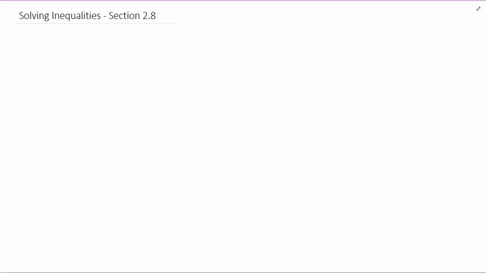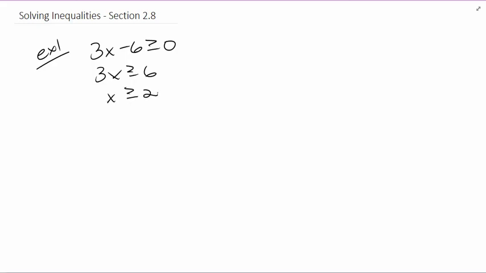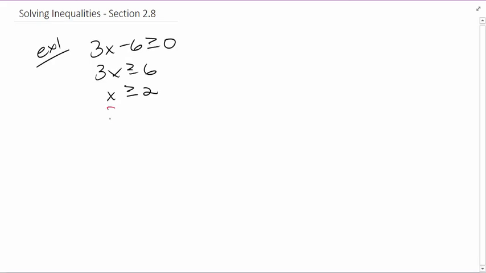Today we're going to work on solving inequalities. This is section 2.8. This is something we should have some practice in, but we're going to take this a step further today. So the first example we're going to work with is 3x minus 6 is greater than or equal to 0. For something like this, hopefully we'll practice in adding the 6 over, dividing by the 3, and we get infinitely many solutions. X is greater than or equal to 2. We should represent this infinite amount of solutions using interval notation there, 2 to infinity.